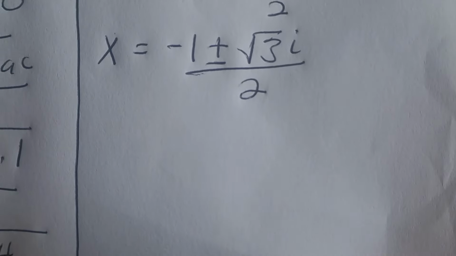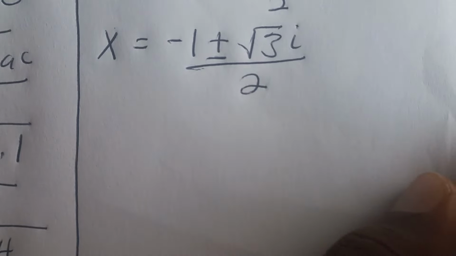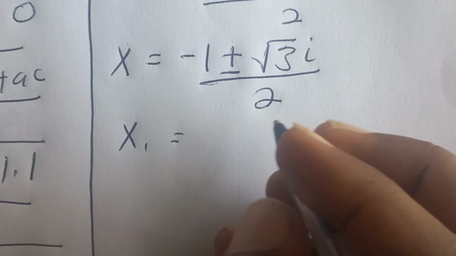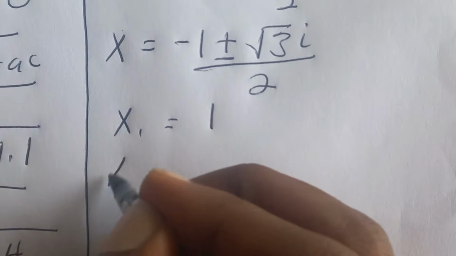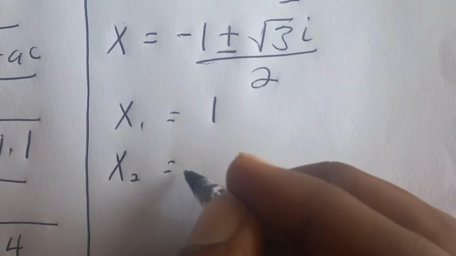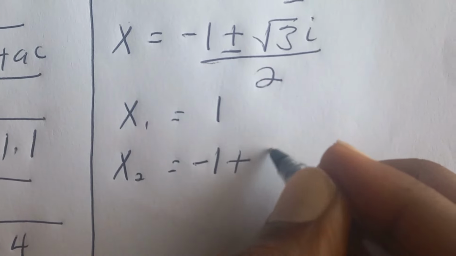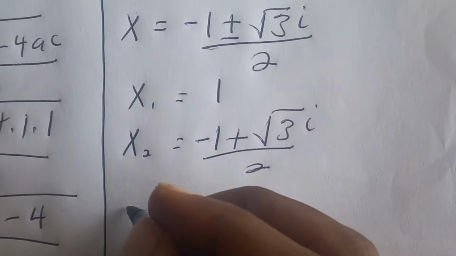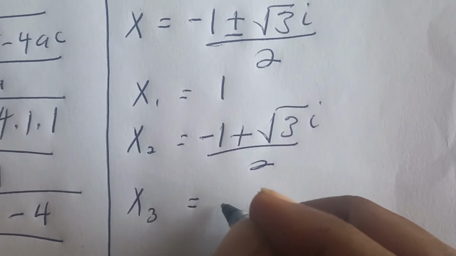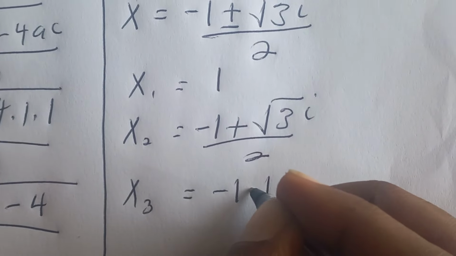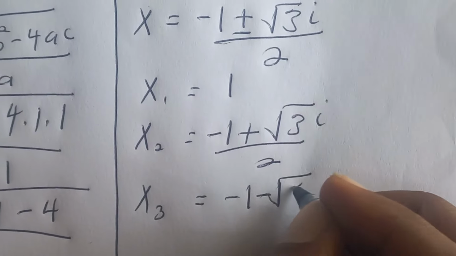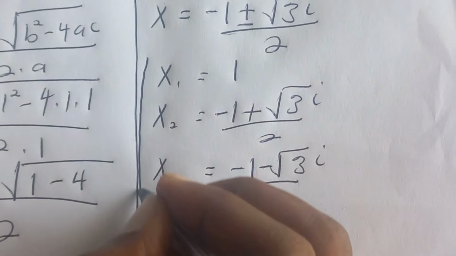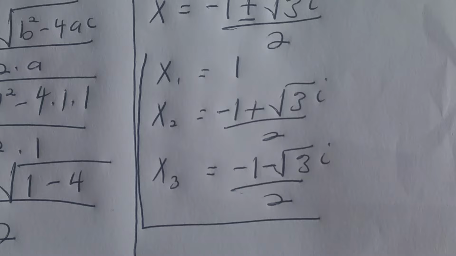Okay, so our answer for this equation: we have x1 equal to 1, and then x2 equal to negative 1 plus square root of 3 i over 2, and then x3 equal to negative 1 minus square root of 3 i over 2. So these are the possible answers for this problem.